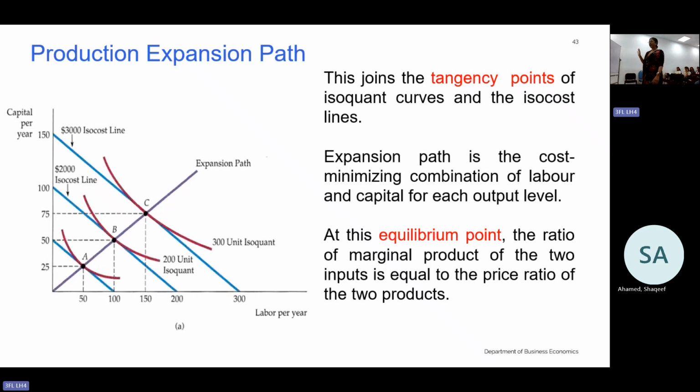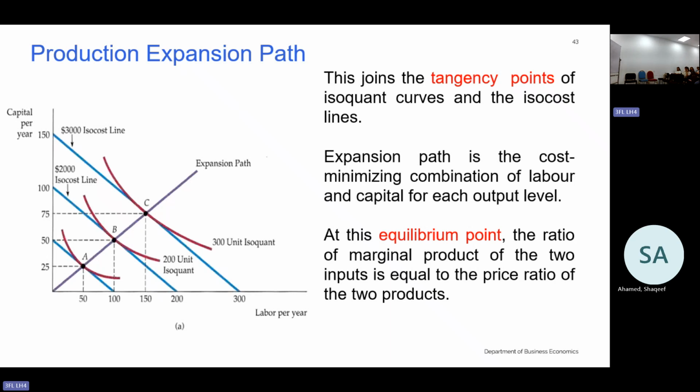So to increase the input, we are reaching the new isocost here with 50 capital and 100 labor, reaching the new equilibrium at point B. Likewise, we again go to 300 units of output. We increase the input to 75 and 150 and we reach the new isocost.